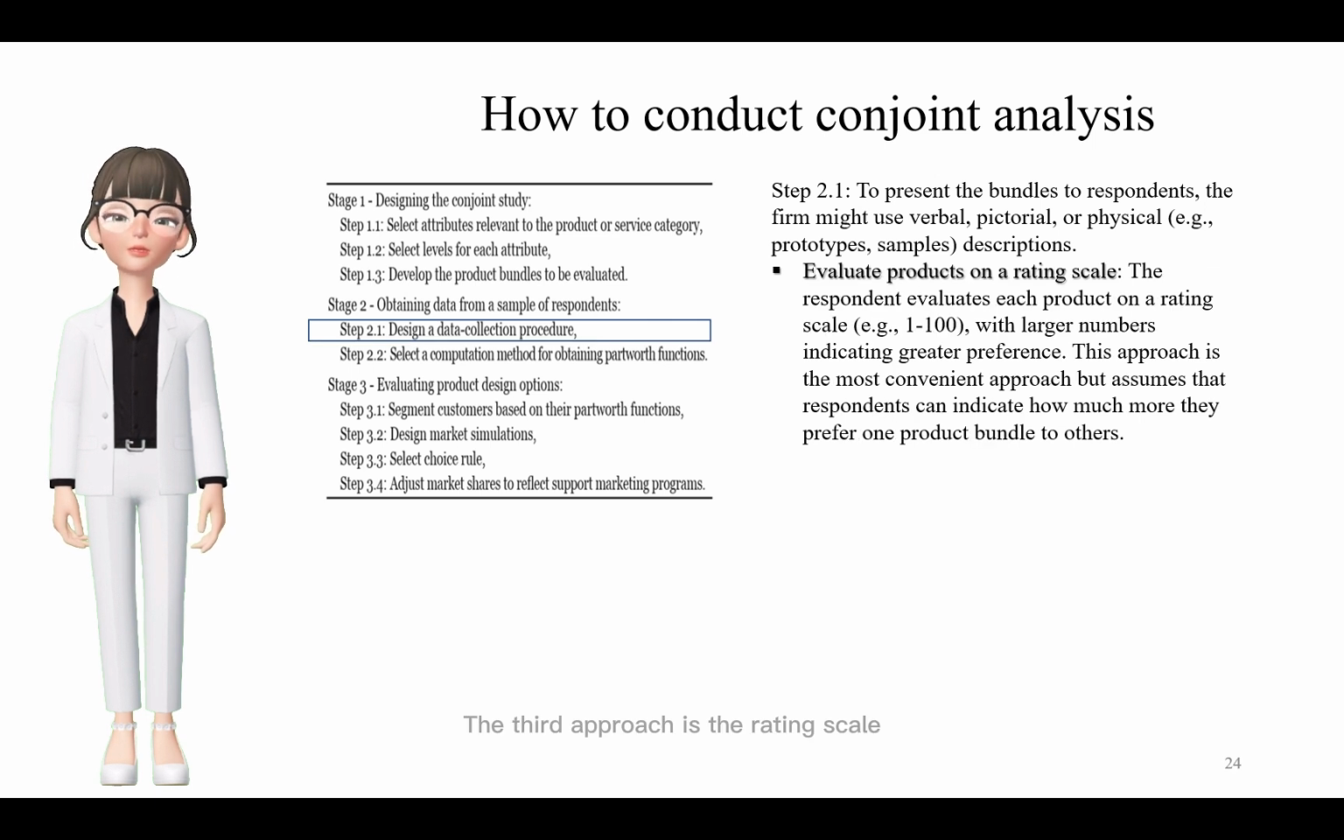The third approach is the rating scale, which involves asking respondents to rate each product on a scale from 1 to 100, with higher numbers indicating greater preference. This method yields more precise and quantitative data on respondents' preferences, allowing for a more in-depth analysis of the results and the ability to identify smaller differences in preference among various product bundles.